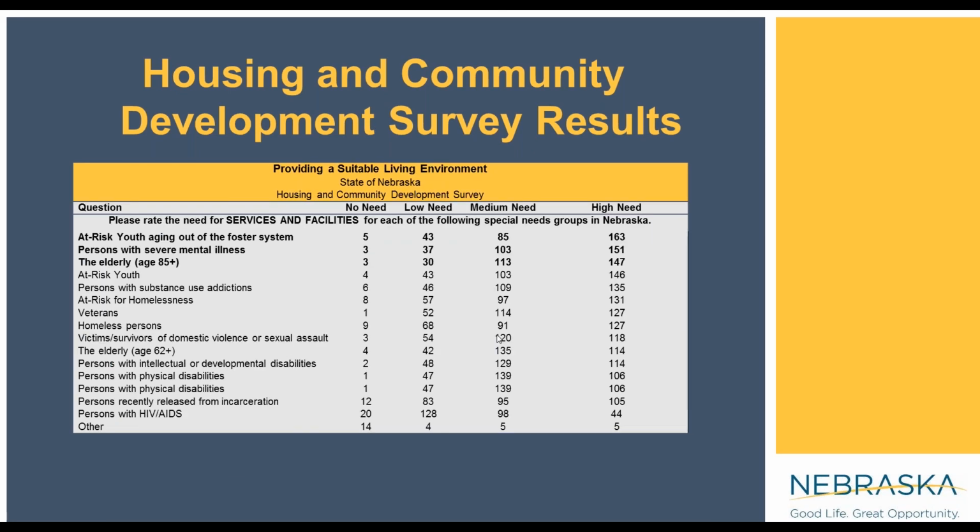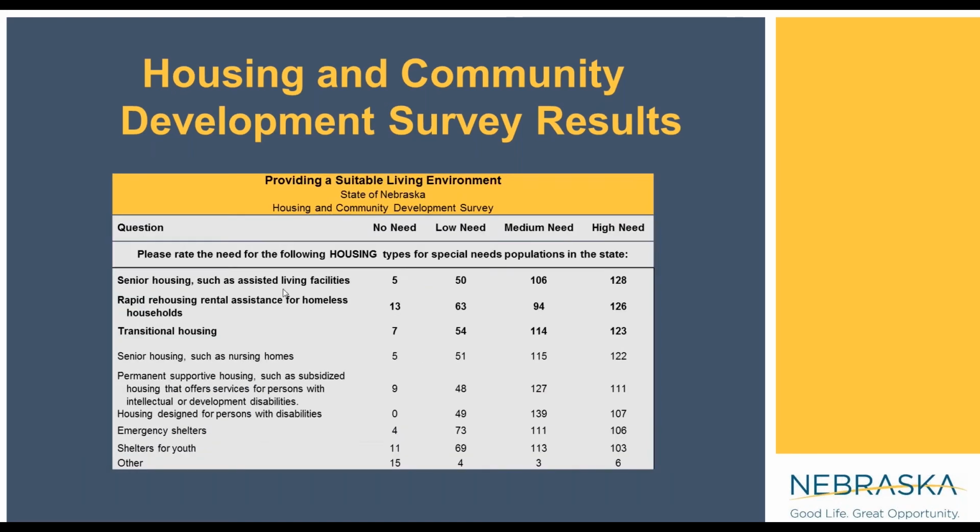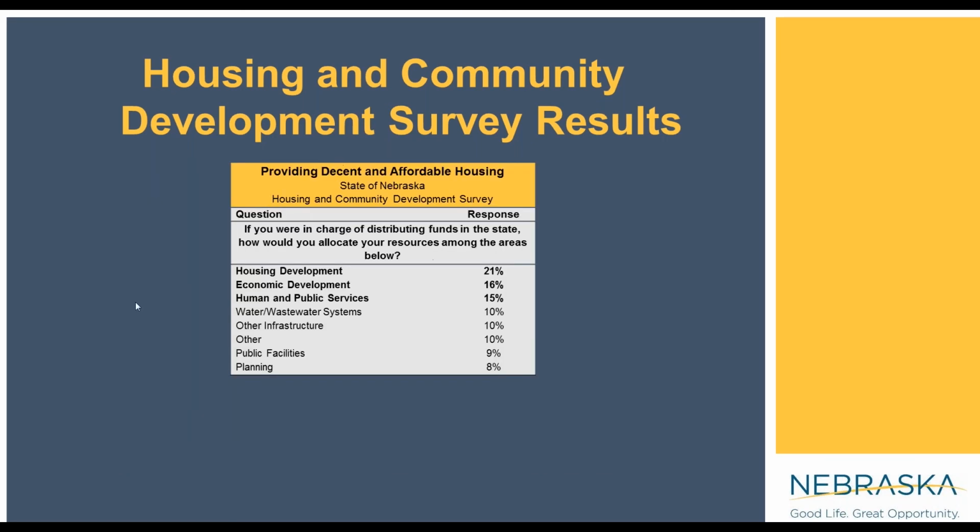Please rate the need for services and facilities for the special needs groups in Nebraska. At-risk youth aging out of the foster system had the highest perceived need, followed by persons with severe mental illness and the elderly. So again, they're age 85 plus. So we do see that correspond with this housing slide.